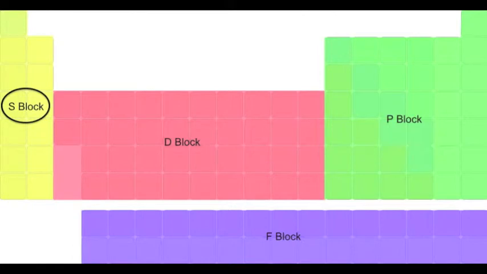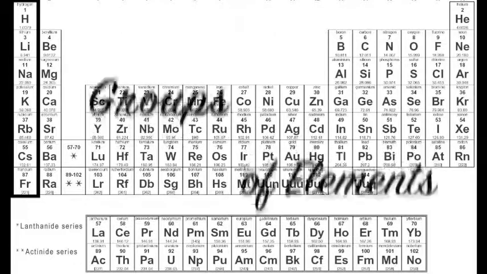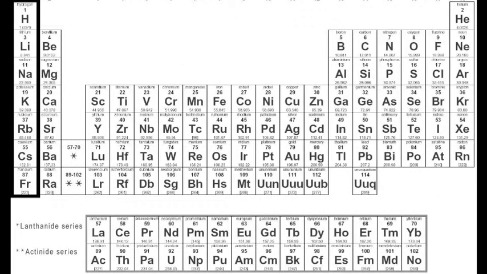Groups 1A and 2A are your S-block elements. Groups 3A through 8A are your P-block elements. Groups 3 through 12 are your D-block elements, and your lanthanides and actinides below the periodic table are your F-block elements. Group 1A on the periodic table is known as the alkali metals.